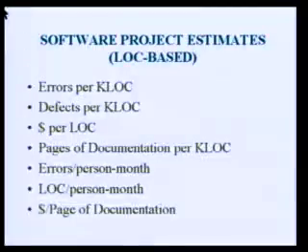So the software project estimates, which are based on lines of code, which is a direct approach, or errors per KLOC, defects per KLOC, dollars per LOC, pages of documentation per KLOC, errors per person month, LOC per person month, dollars per page of documentation. These are different software project estimates. Now let us go through the pros and cons, the advantages and disadvantages, of using this lines of code based estimation technique. What are the problems with it and what are the advantages? Please have a look at the slide.